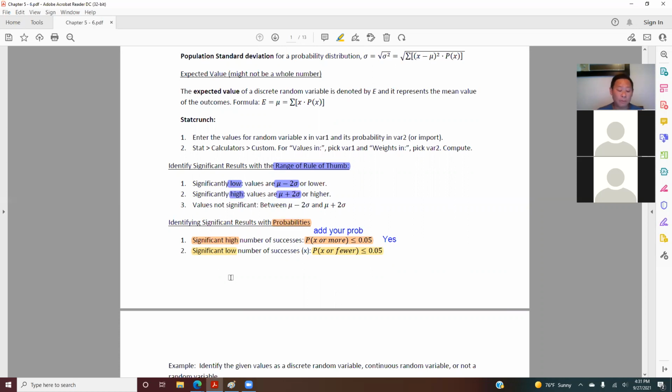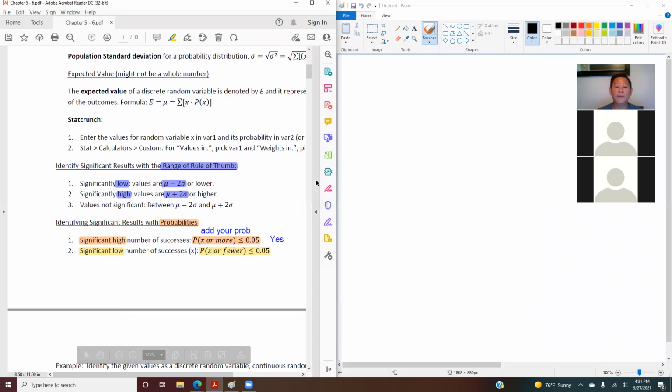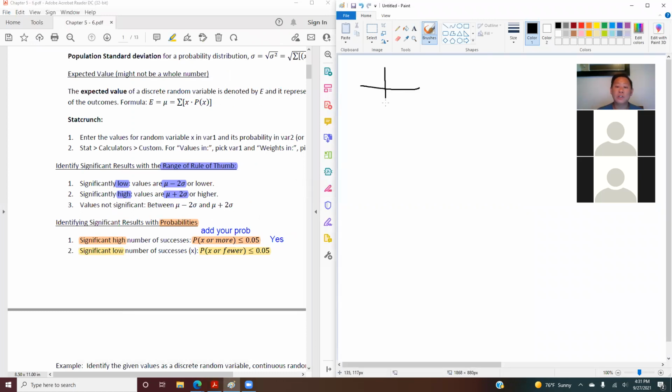Before we jump to the example, this is very important. Let's say you have a probability distribution with values 0, 1, 2, 3, 4, 5. Let's say X in this case is the number of girls in a birth. The probability of getting 0 girls, let's say, is 0.03.